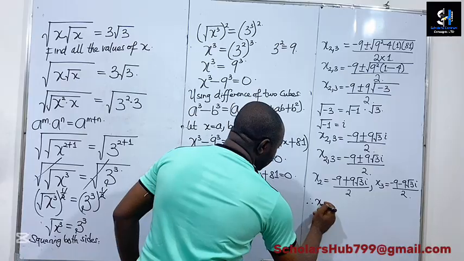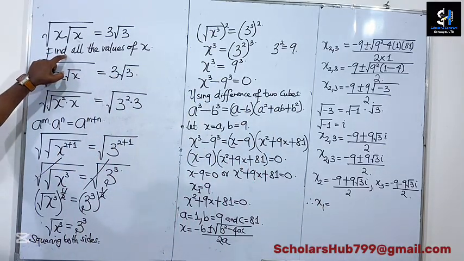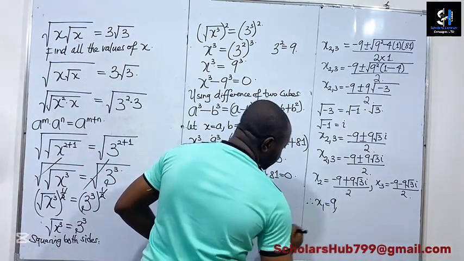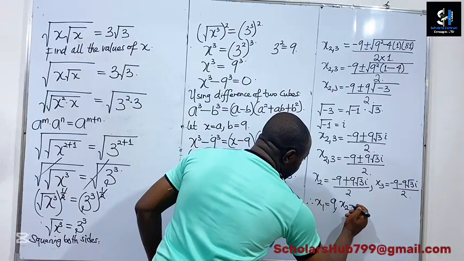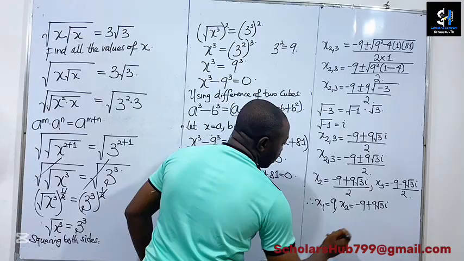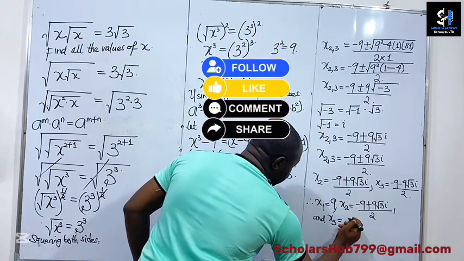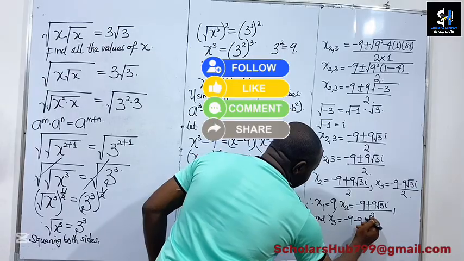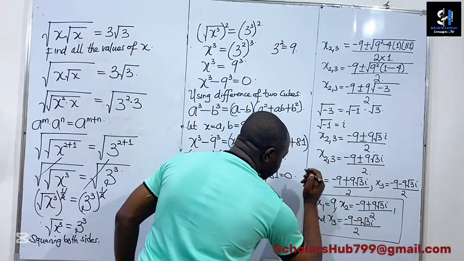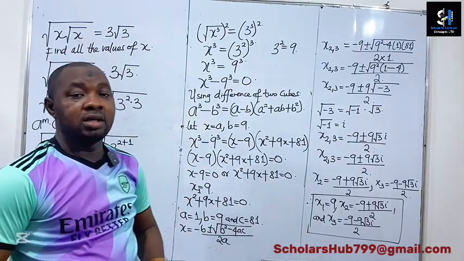Therefore, the three values of x that satisfy this equation are, the first one, x1 equals 9. Then x2 equals negative 9 plus 9 root 3i over 2, and x3 equals negative 9 minus 9 root 3i over 2. So these are the three values of x that will satisfy this equation.